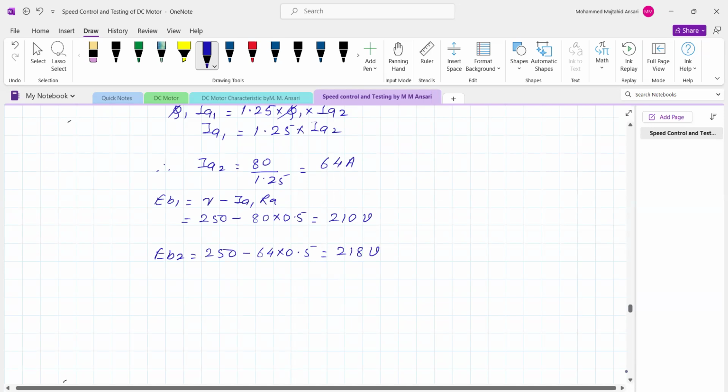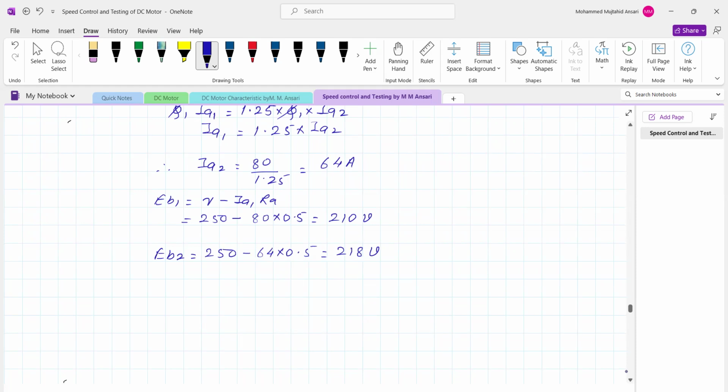So before calculating the final result, from our concept here, the field is strengthened, which means the flux has been increased. When we increase the flux, the speed is inversely proportional to flux, so its speed should decrease from the previous value. If our initial value is 1200 RPM, the answer should be less than 1200 RPM.